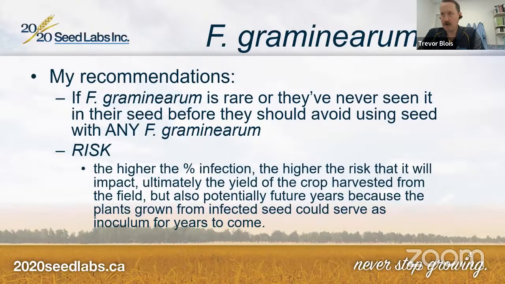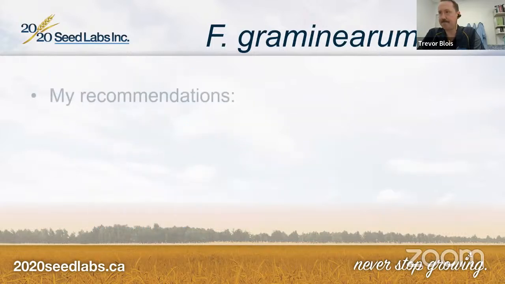Basically, the higher the percentage of infection, the higher the risk it will impact ultimately the yield of the crop, but also future years, because plants grown from infected seed can serve as an inoculum for years to come. So it's really difficult to quantify how much damage planting infected seed can do, because it's not just next year's crop that it's impacting.